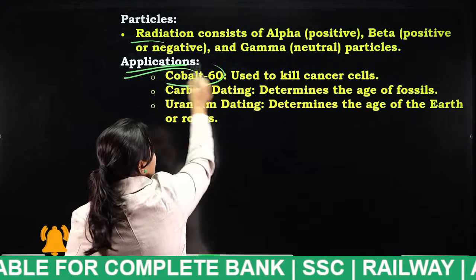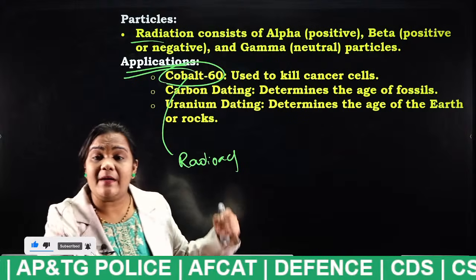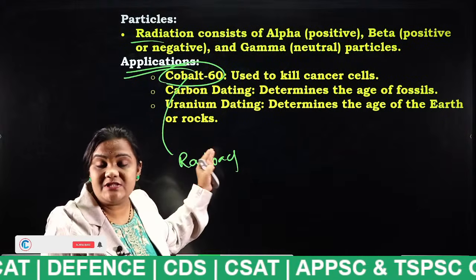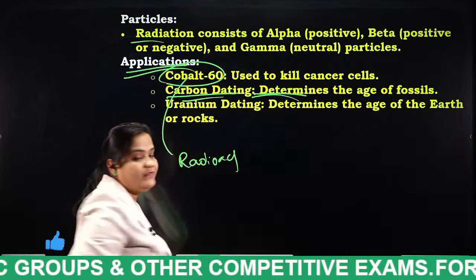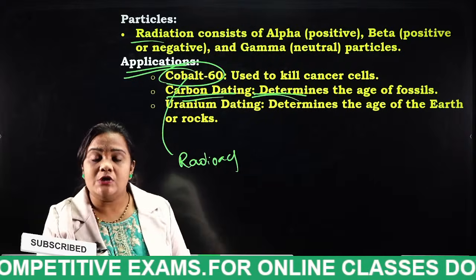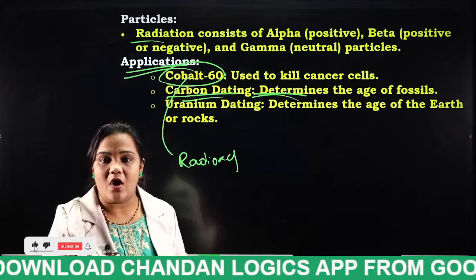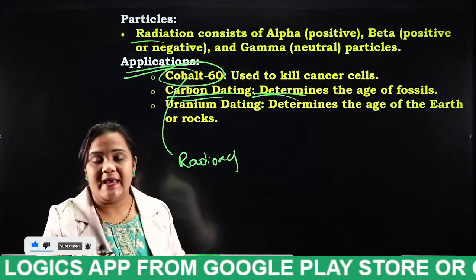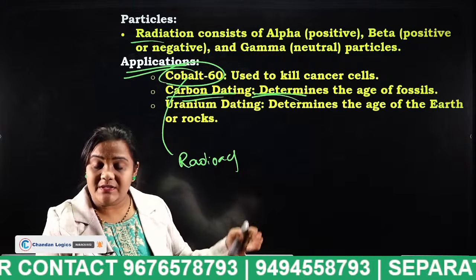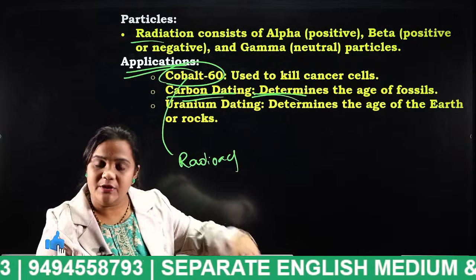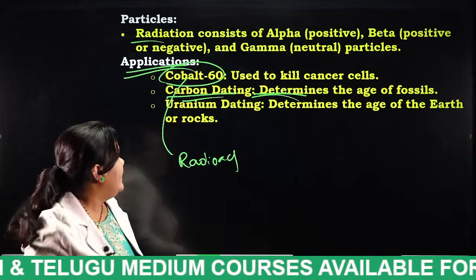Next, applications: where will we use these? For example, cobalt 60, a radioactive element, is used to kill cancer cells. Carbon dating determines the age of fossil fuels. We all know fossil fuels, students: things which decomposed under the soil long ago. Example, coal. How is coal produced? Trees which went into the earth long back turned into coal, and that is considered a fossil fuel.